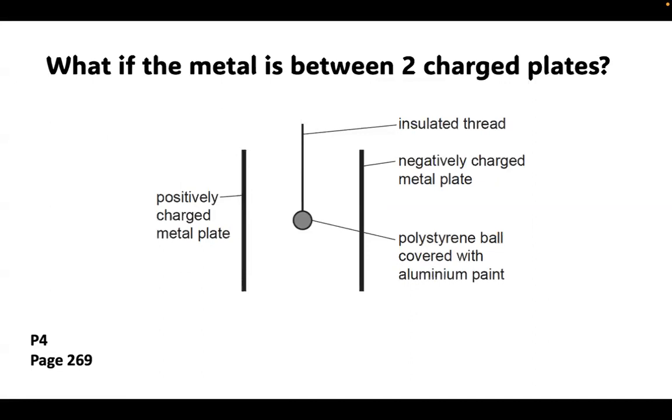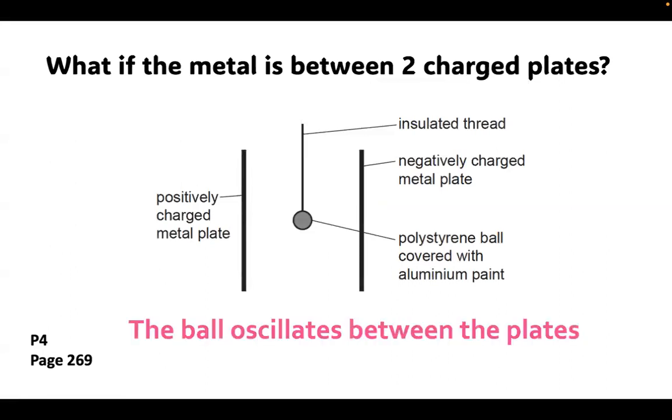Okay. The last part in this topic today: what if the metal, which is the sphere in this example, is between two charged plates? I have a positively charged plate on one side and a negatively charged plate on the other side. How would the ball move? You know what happens? The ball oscillates or vibrates between the plates. How does this happen?